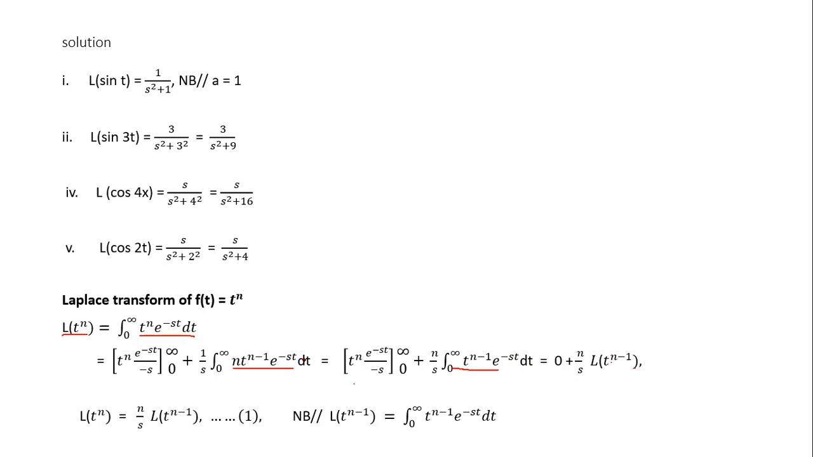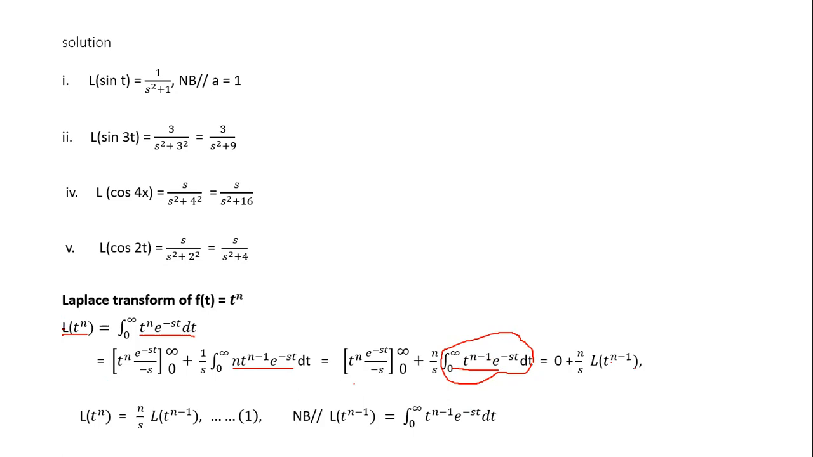So if I compare this one to this, if Laplace of t power n gives us this, then this one will also give us Laplace of t power n minus 1. So that's why I've now changed the whole of this one into the form of this. Instead of writing all this, I've now changed it into this form.